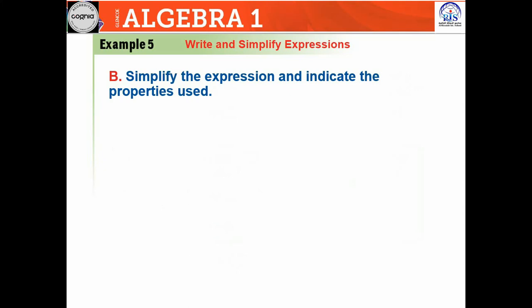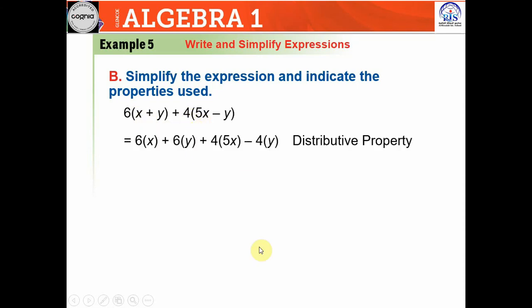Simplify the expression and indicate the properties used. You want me to simplify. Simplify means I have to use the distributive property here. 6 times x and 6 times y, 6x plus 6y, plus 4 times 5x, 20x, minus 4y. And this is the distributive property.